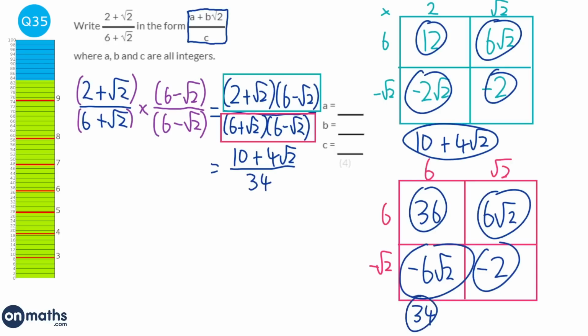Now we're looking to see whether we can cancel at all, and if you look, we can actually divide everything by 2. So divide the bottom by 2 and we get 17. Divide the 10 by 2, we get 5, and we've got to divide all 3 terms by 2, so we get a 2 there. So we actually end up with 5 plus 2 root 2 over 17. So our missing numbers, looking back at the question, A would be the 5, B would be 2, and C 17.